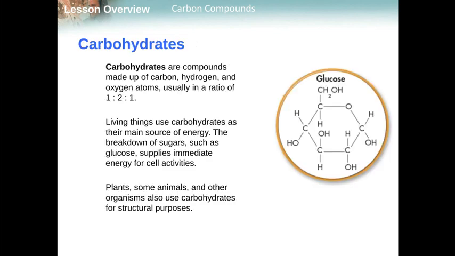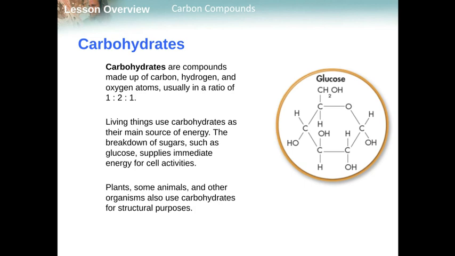Now, carbohydrates, typically we call these sugars. They are made up of carbon, hydrogen, and oxygen only. This is usually going to be in a ratio of 1 carbon to 2 hydrogens to 1 oxygen atom. Living things will use carbohydrates as their main source of energy. The breakdown of sugars gives the cell, gives everything in our body, an immediate source of energy. Plants, some animals and other organisms also use carbohydrates for structural purposes as well.